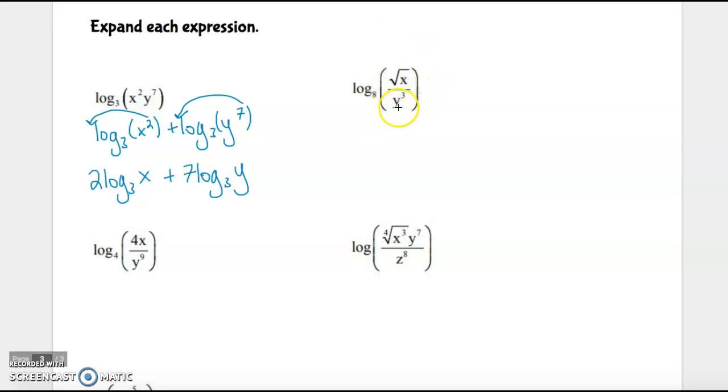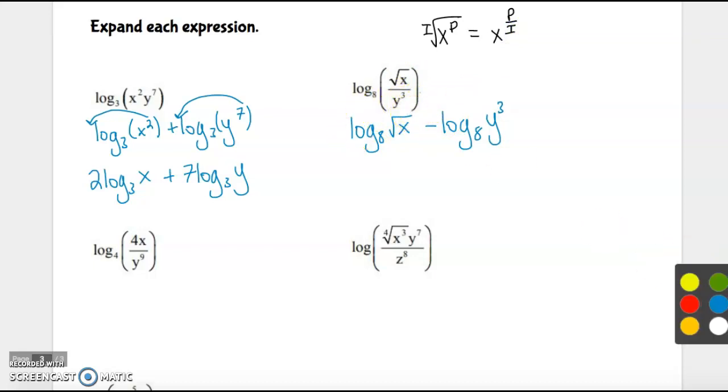So the first thing I notice is that I have division occurring between these two pieces. So I'm going to go ahead and, division inside of one logarithm turns into subtraction between two separate logarithms. So log base 8 of square root of x minus log base 8 of y cubed. And then be careful because this square root of x is secretly not a square root of x, right? Anytime you have a radical, there's your power, there's your index.